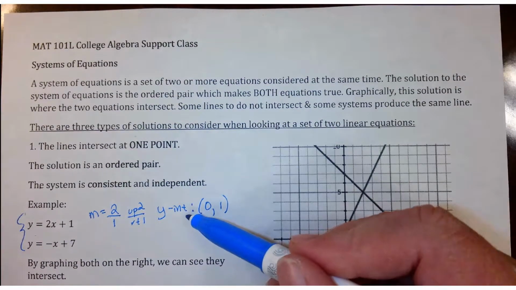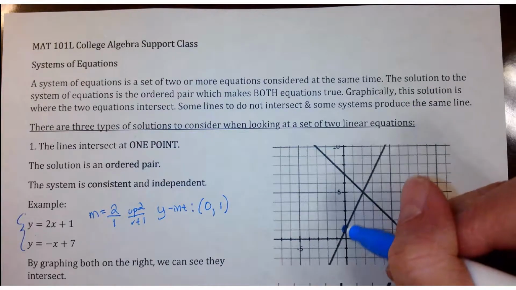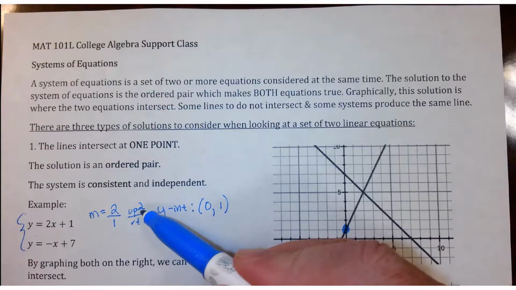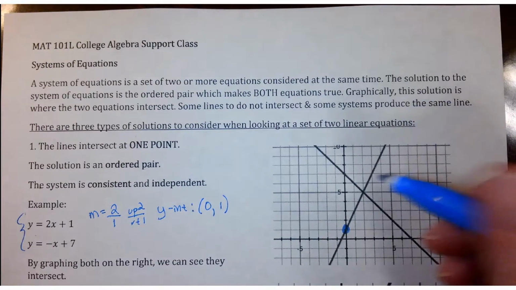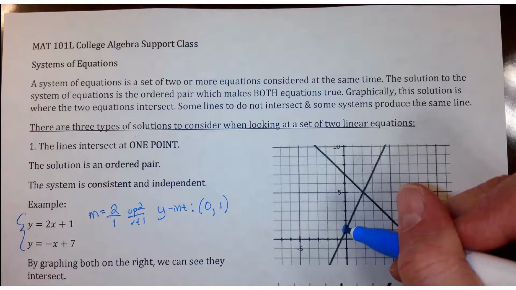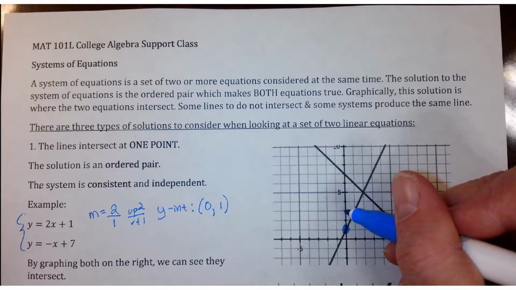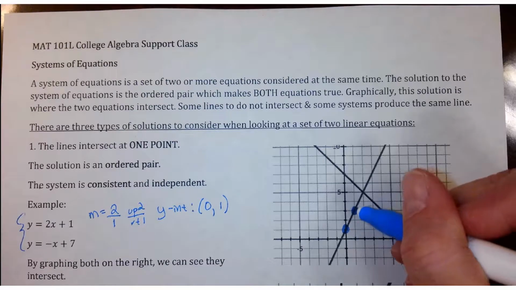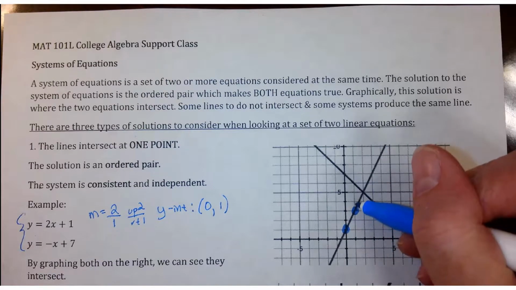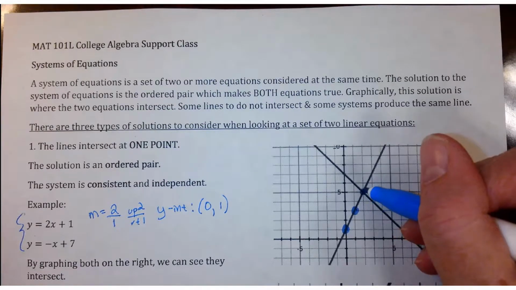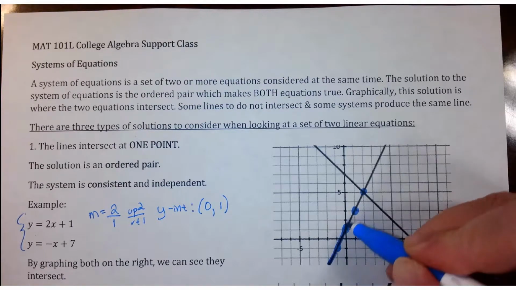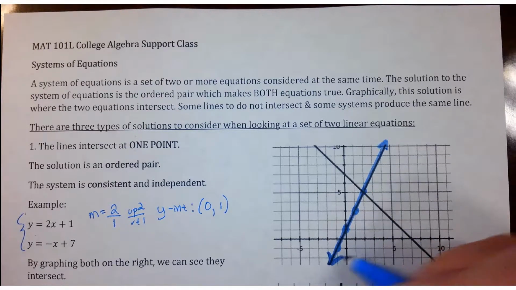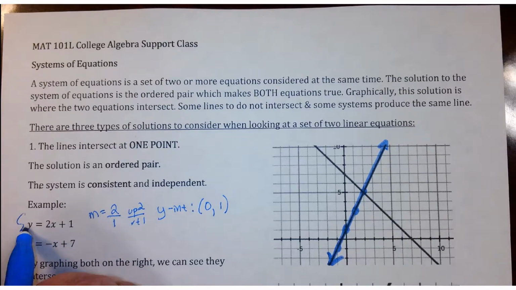If I start with my y-intercept of (0, 1), I'm going to go up 2 from that point and then right 1. And I could continue doing that, up 2, right 1. I could also go down 2, left 1. That's where you get this line here, so that would be this first graph.